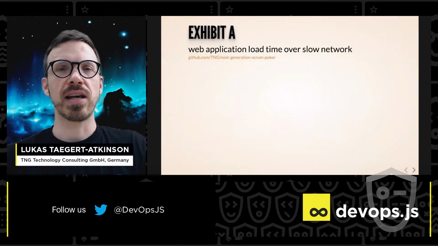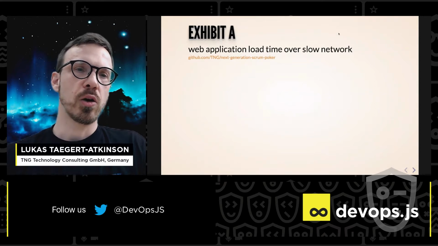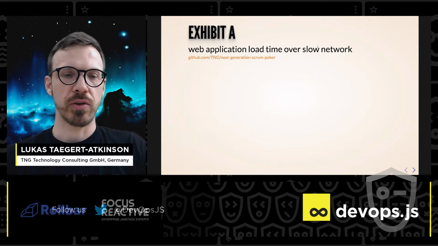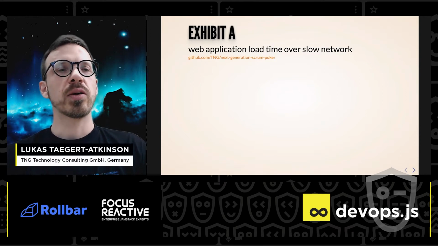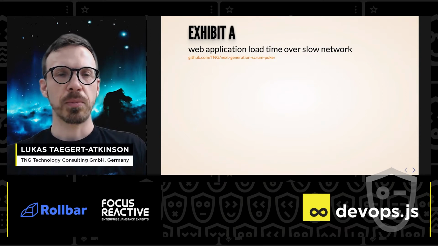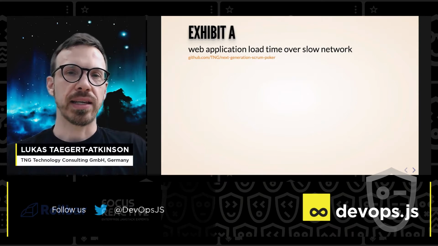First, the first example is something we built at our company. It is open source, a small Scrum poker implementation. You actually might want to give it a try. But the important part, why I chose it, is that with this application, it is possible to run it during development without bundling.